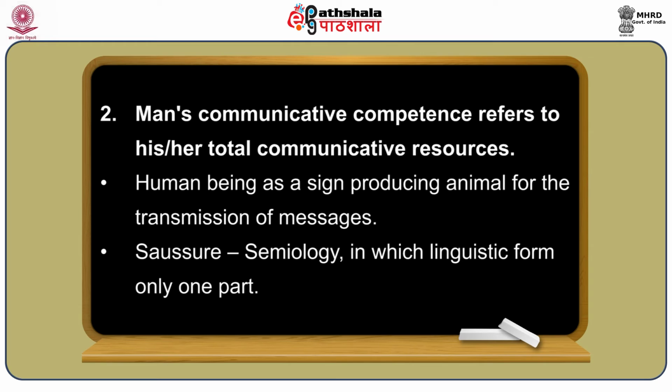The second assumption was man's communicative competence refers to his total communicative resources. What does this mean? This assumption lays emphasis on human being as a sign-producing animal who produces signs for the transmission of messages, and all these messages are verbal as well as non-verbal. The most striking fact is that man-produced sign systems are organized like language.